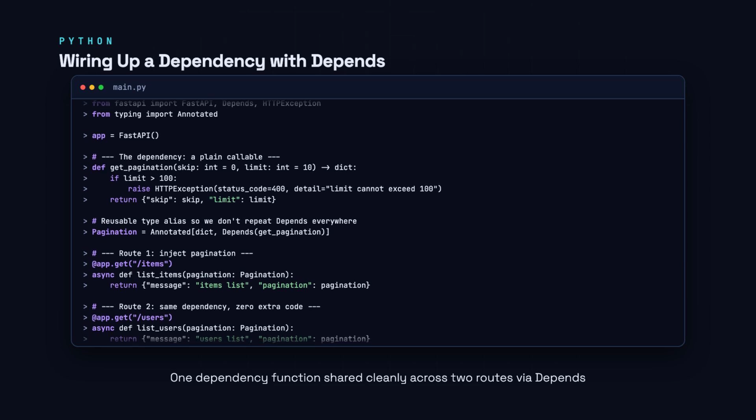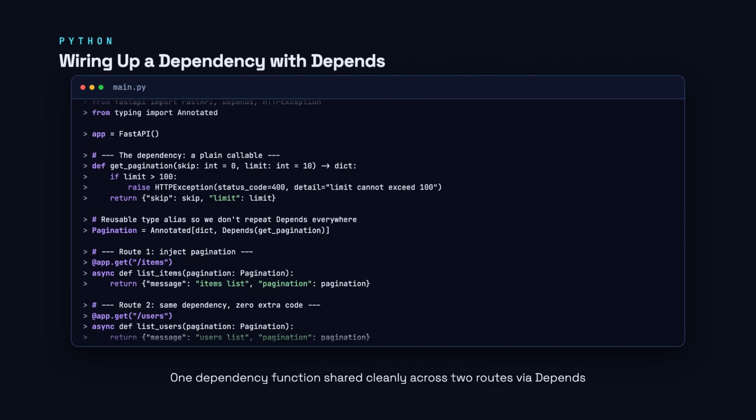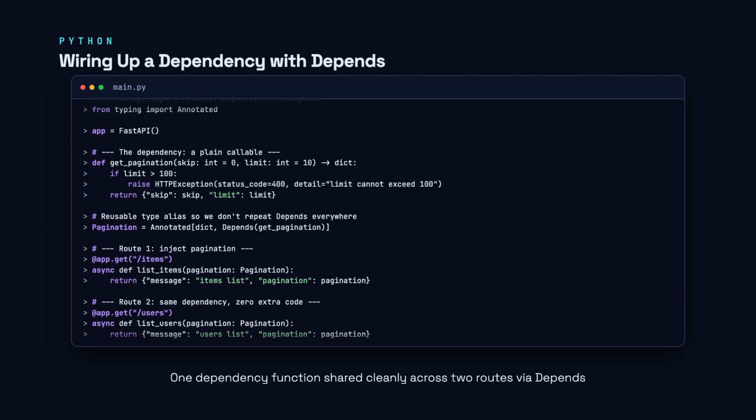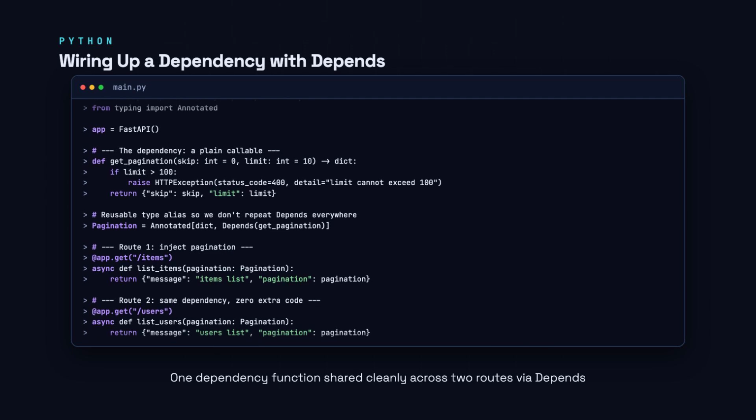In list_items, the parameter pagination is typed as Pagination, so FastAPI calls get_pagination for us, validates the inputs, and passes the returned dict straight into our function. The list_users route does exactly the same thing with zero extra code. One definition, used in two places, with the validation logic living in exactly one spot.